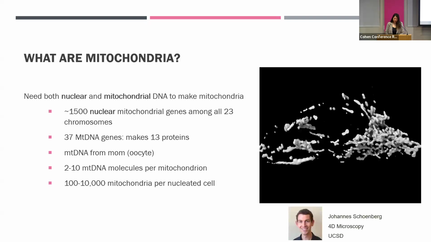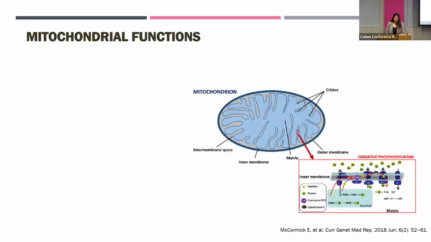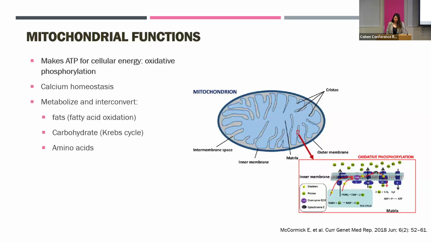There's a cool picture taken by one of our collaborators on campus. As a reminder, we're going to go through AP biology here. There's a picture and a zoom into the respiratory chain that is important for oxidative phosphorylation. The main function of the mitochondria that we all learn about, and that's important when we think about human disease, is making ATP for cellular energy. But it also does a lot of other things. I'm biased, but it does everything. It's important for calcium homeostasis. And if you think about all the foods that you eat and nutrition, it essentially metabolizes and interconverts most things that we eat.